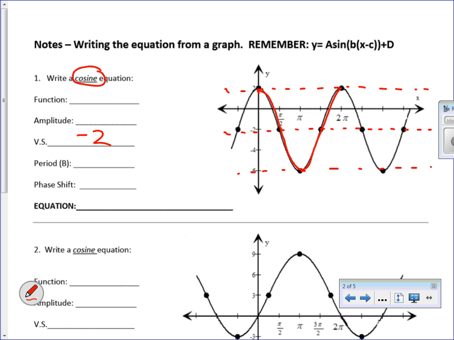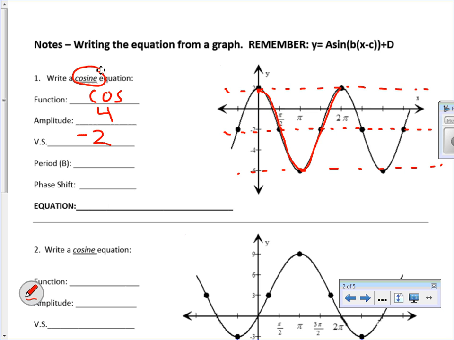How far did you have to go from the middle, be careful, to the top? 4 spaces, okay, because -2 to 2 is positive. Is that a positive cosine graph or a negative cosine graph? It's positive, so keep that positive 4. Okay, also for the function, you can write cos because it told us it was cosine. It will not always tell you, we'll get there.